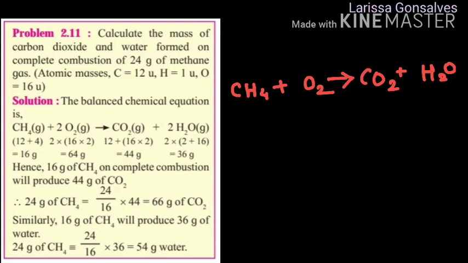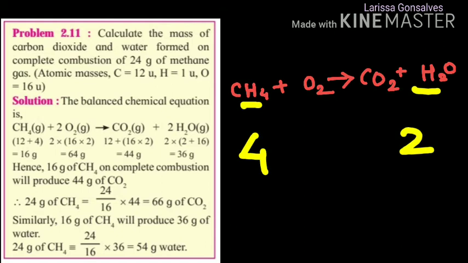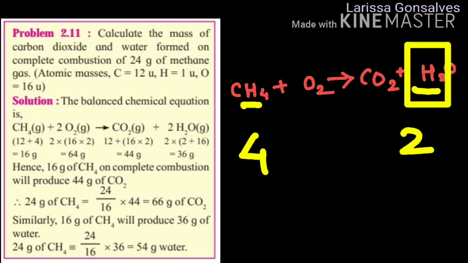The next step is we have to balance the chemical reaction. So check the number of carbon atoms on the left hand side and on the right hand side. We have one carbon atom each on left hand and right hand side, so it is balanced. Now H atoms. On the left hand side we have 4, whereas on the right hand side we have 2. So we need to balance the hydrogen atoms on the right hand side by writing 2.